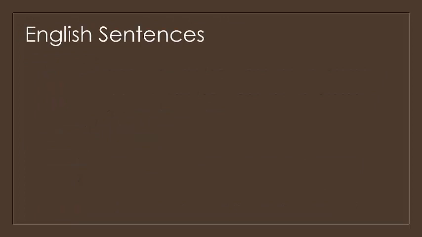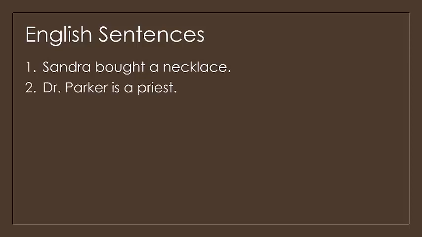In English, we have several kinds of sentences. The first is a sentence like Sandra bought a necklace. This one is usually called a verbal sentence because the main element, or the conceptual element, is a verbal phrase. And then second is Dr. Parker is a priest. This one is usually called a nominal sentence because we have a nominal phrase, a priest, here.